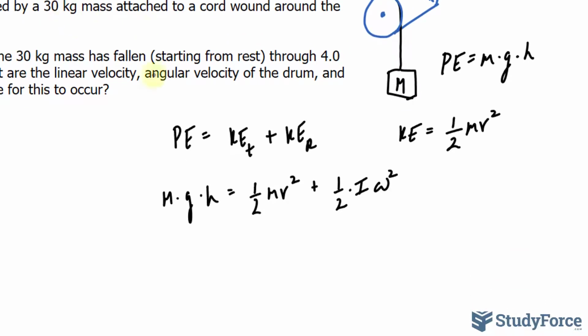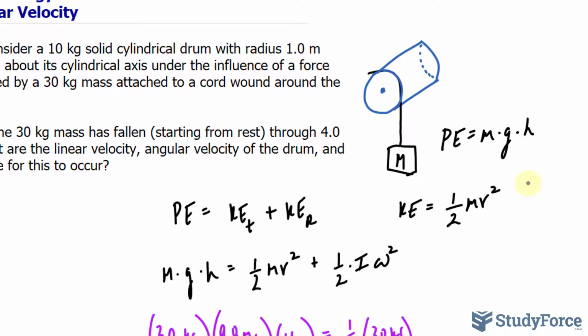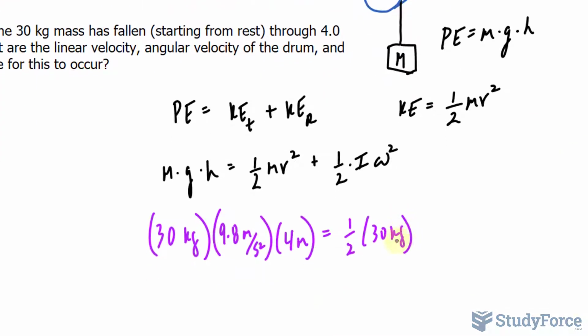So the 30 kilogram mass will be replaced in for M. I'll replace G with 9.8 meters per second squared. That's the acceleration due to gravity, and it has fallen 4 meters, so I'll write down 4. And on the right side of this equation, we have half. Again, the mass is 30 kilograms. The velocity, well, we don't know what that is. In fact, by finding v, we actually find the linear velocity. So I'll just leave v the way it is, raised to the power of 2, plus half.